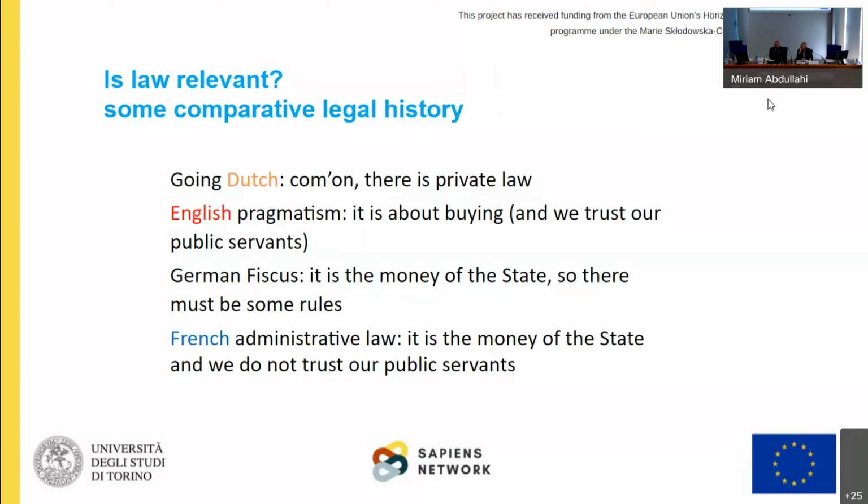And then there was the German approach. This is the fiscus, the money of the state. So there must be some rules, but they are budgetary rules. The first phase is not something that you put in the law books and teach at the law school. And then there is the French administrative law approach, actually also the Italian approach, also the pre-Italian unification approach.